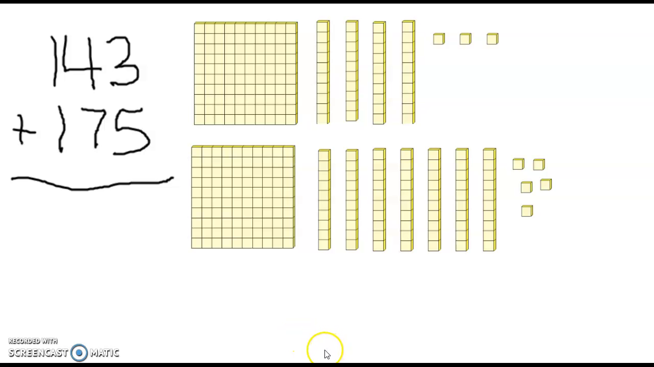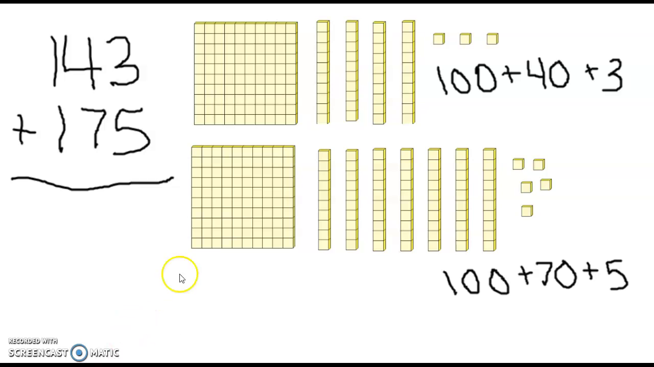Wow, this class read so many books, 143 plus 175. So let's represent the numbers in base 10 blocks. I've already done that. 1 flat, 4 longs, 3 cubes. 175, 1 flat, 7 longs, and 5 cubes. Now, let's look at how we would see these numbers in expanded form. If I use the base 10 blocks, I know that I have 100, 4 tens is 40, 3 cubes is 3. 100 here, 70, and 5.